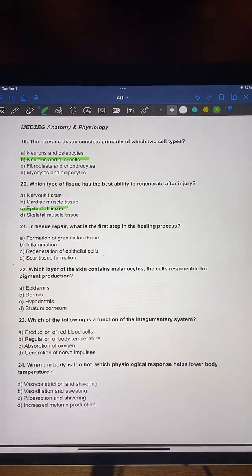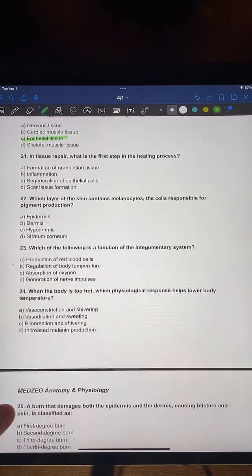The answer is C. It is epithelial tissue. Epithelial tissue has a higher regeneration capacity because this is where rapid cell division occurs, like our skin and our intestinal lining. Nervous tissue is very limited, almost none at all. Cardiac is very poor. Skeletal muscle can regenerate somewhat, but not as efficiently as epithelial tissue.